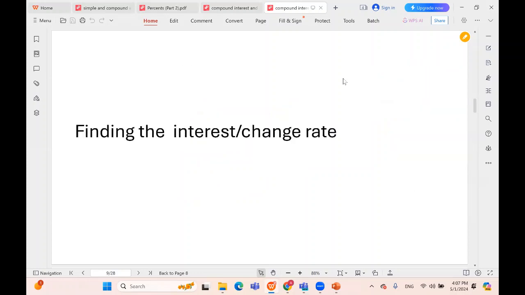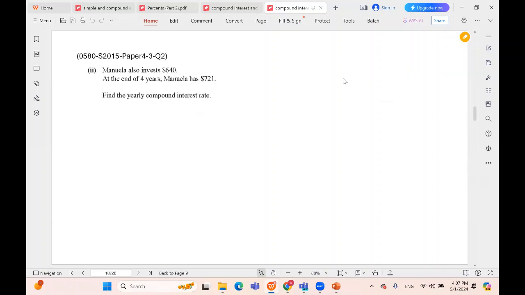Next, we move on to problems that require finding the interest or the rate of change. So Manuela also invests $640. At the end of 4 years, he has $721. Find the yearly compound interest rate. F equals P times 1 plus R to the power of N.